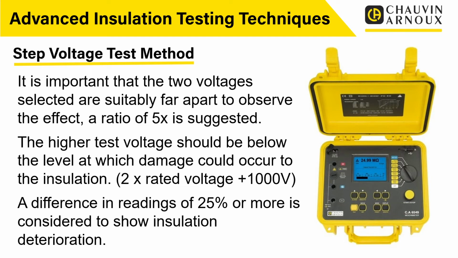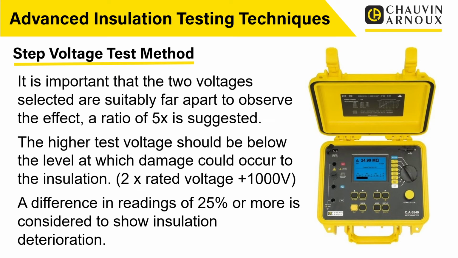A difference in the readings of 25% or more is considered to show insulation deterioration. So we're not just looking for tiny little changes. We're looking at something like 25%, a quarter of the reading or more, which would indicate that potentially there is a problem with the insulation if we're doing a step voltage test. Now, as we've said, some of our more advanced testers like the 6549 that's here will automatically apply that test.